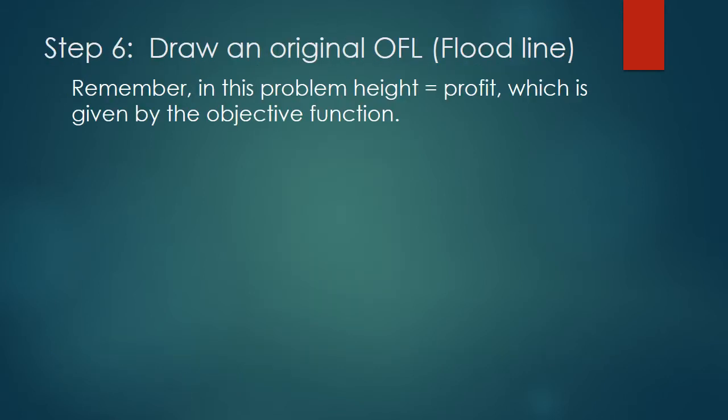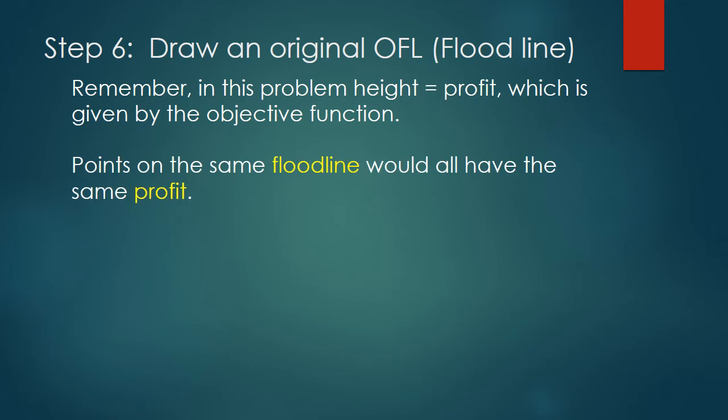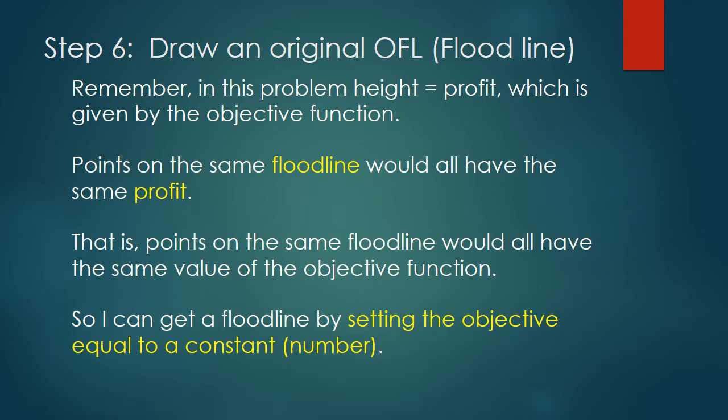Let's go and try. The OFL, the objective function line, is the flood line. And we're going to get it by setting the objective, which is the height of the spaghetti, which is the profit, to a specific number and seeing what the coastline graph is. What number? You pretty much can pick it. All the points on the same flood line will have the same profit. Pick a number and draw the line.